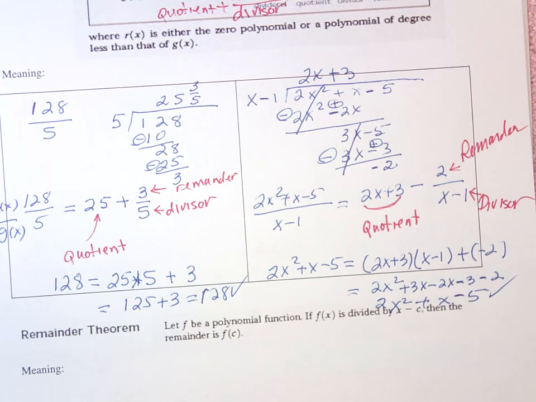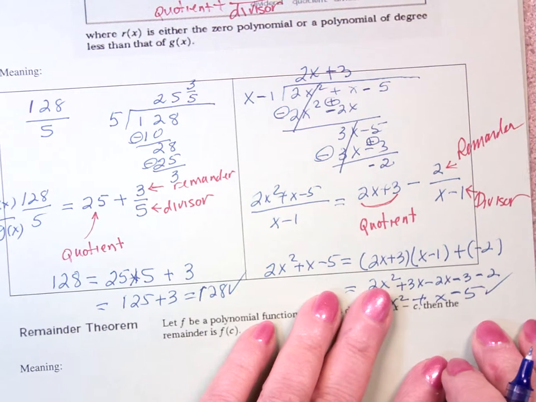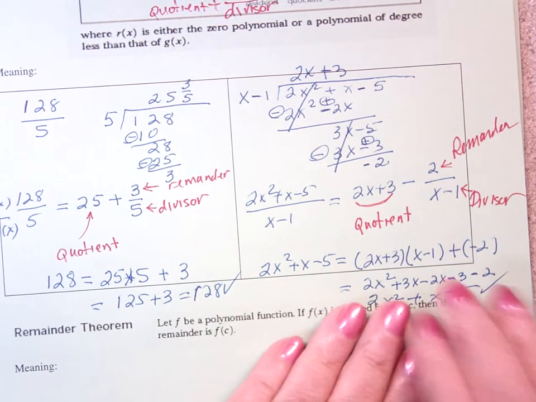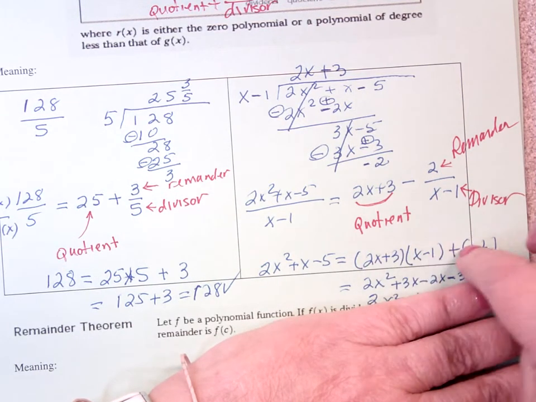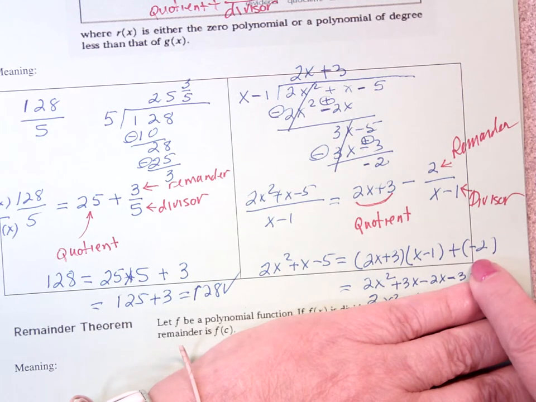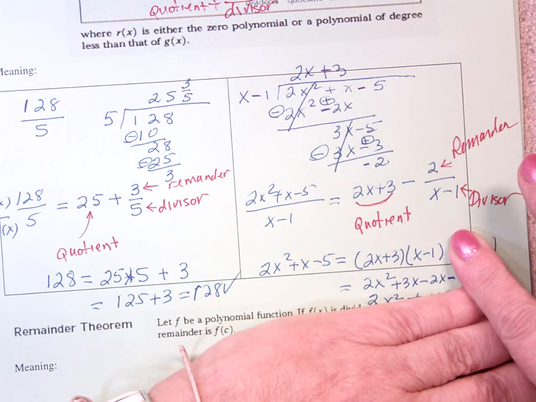Now, here's the thing. Why do we make such a big deal of it? If I take just a look at this right here, this guy has a remainder of negative 2. What if he didn't have a remainder, and that's all I had? It divided evenly. What would this be?